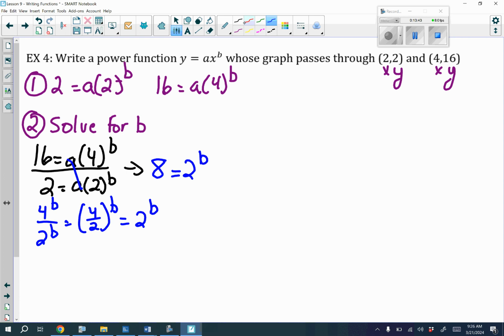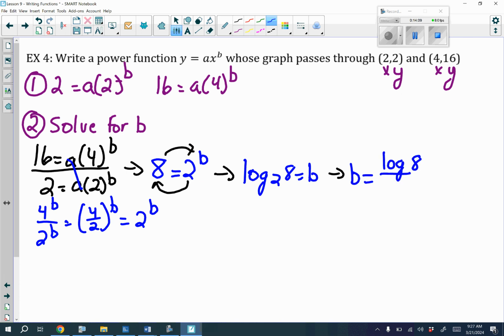Now, I'm not done because remember, in order to solve for b, I'm going to have to rewrite this in logarithmic form. So I have log, our base here is 2, because that is the base of our exponential. We go to the outer, which is 8, and then equal to b. Now I go ahead and use my change of base formula. So b equals log of 8 over log of 2.